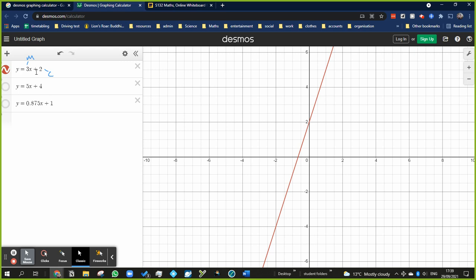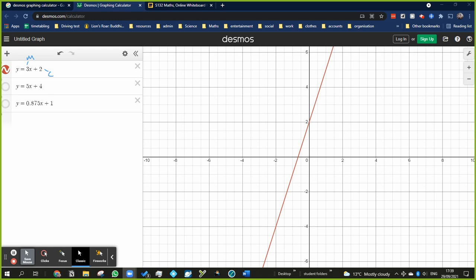Again, the c is the y-intercept. This bit here where it intercepts the y-axis. M is the gradient. M is how steep the line is. And in my last video I explained how to calculate the gradient, so I won't go into that again.